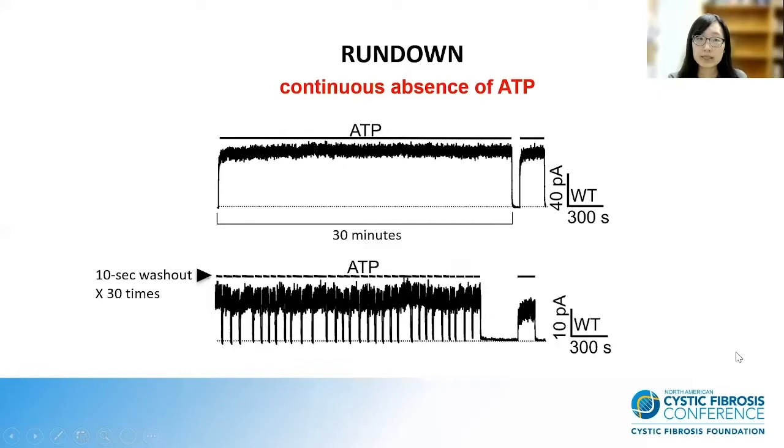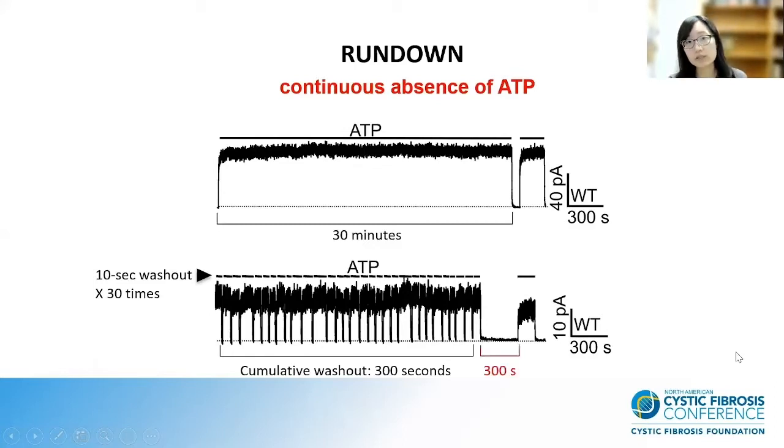Here we repeat a 10-second washout of ATP 30 times, and each time the current comes back to the maximum level. You don't see any rundown. The cumulative time when ATP is absent is 300 seconds. But if we put the channels in a continuous absence of ATP for 300 seconds, we see significant rundown.